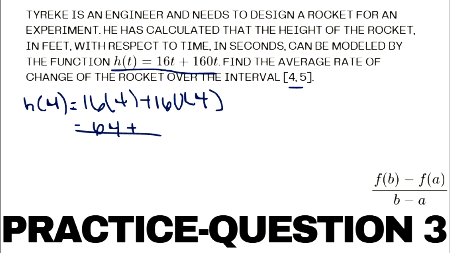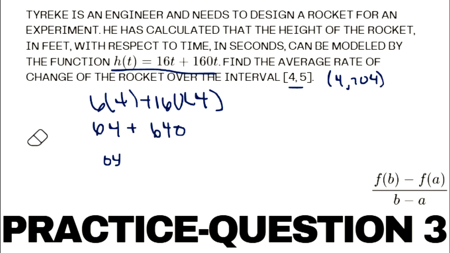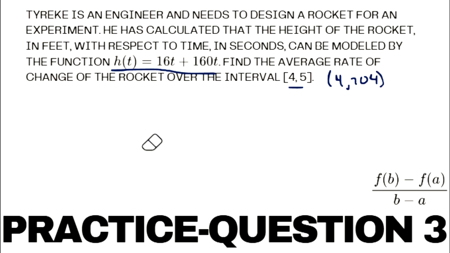Plus 160 times 4. 160 times 4 is 640, which then gives us 704. Okay, so our first coordinate point is (4, 704). That's crazy. Okay, let's figure it out.